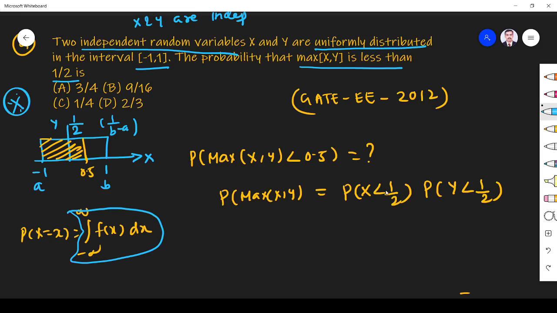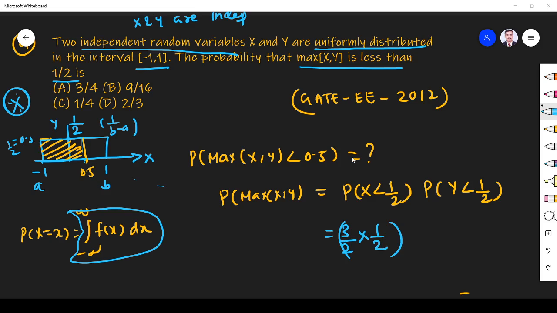So when x is less than 1 by 2, what is the area under the curve? X less than half means only this shaded region. What is the area? The length is from -1 up to 0.5, so it is 1 plus 0.5, 1.5, which is 3 by 2. The breadth is half, so the area is 3 by 4.